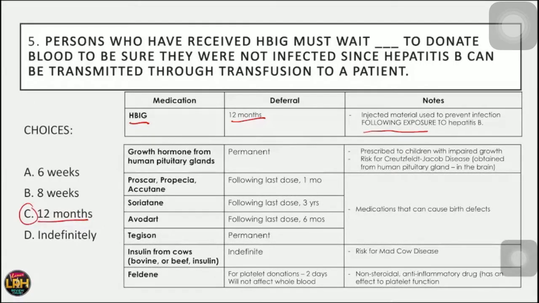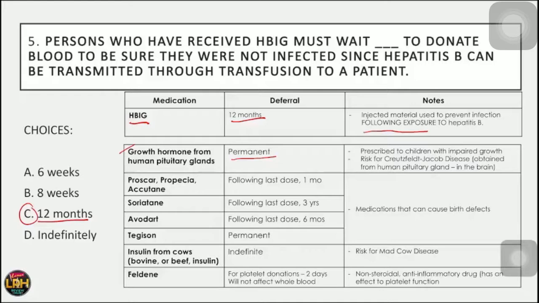So we have other types of medications with the designated deferrals and important notes. For growth hormone, which is from the human pituitary gland and is prescribed to children with impaired growth, there is a risk for Creutzfeldt-Jakob disease, given that this is obtained from the human pituitary gland from the brain. So the deferral for this medication is permanent.